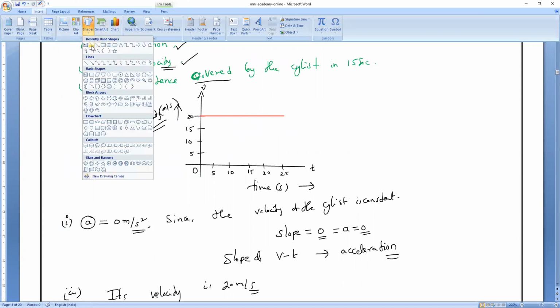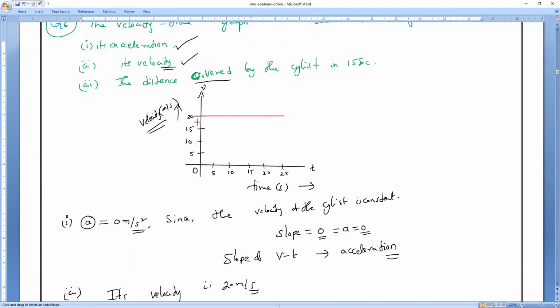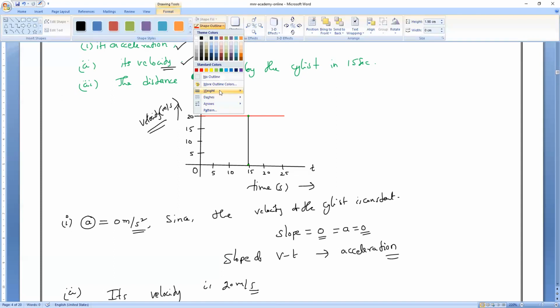15 seconds. So if you want to find the distance from a velocity time graph, what do you have to do, guys? Yesterday, area under the graph. You have to find the area under the graph. So that is what it is. So what is the area under the graph? Verify it and tell me, everybody.